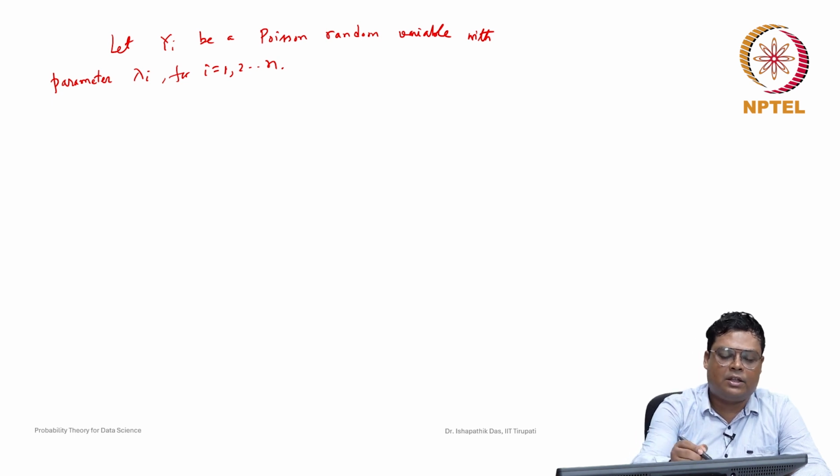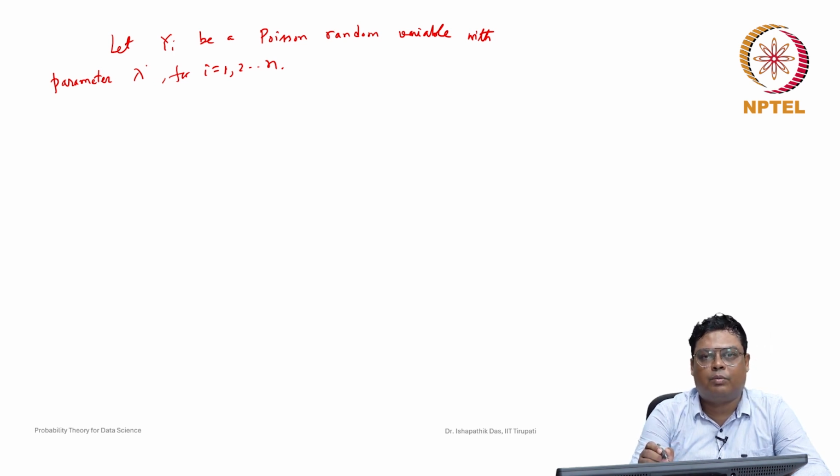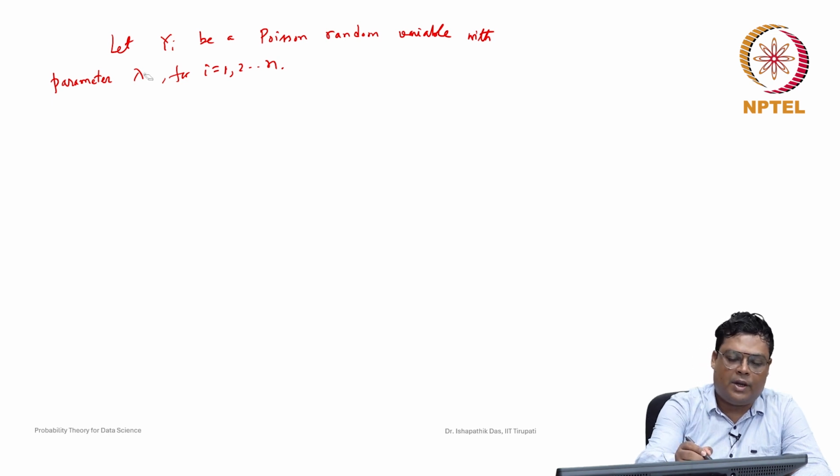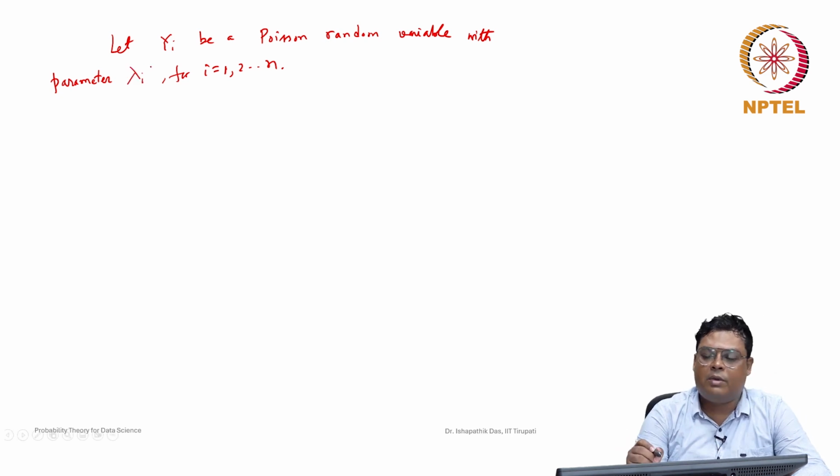Suppose they are parameter lambda, then they have the same distribution: y1 has a Poisson distribution with parameter lambda, and y2 also has a Poisson distribution with parameter lambda. So we say that they are identically distributed random variables. But now we are considering not identically distributed random variables. Suppose yi is a Poisson random variable with parameter lambda i for i equal to 1 to n. Now, if they are independent, then we can find their joint probability mass function.